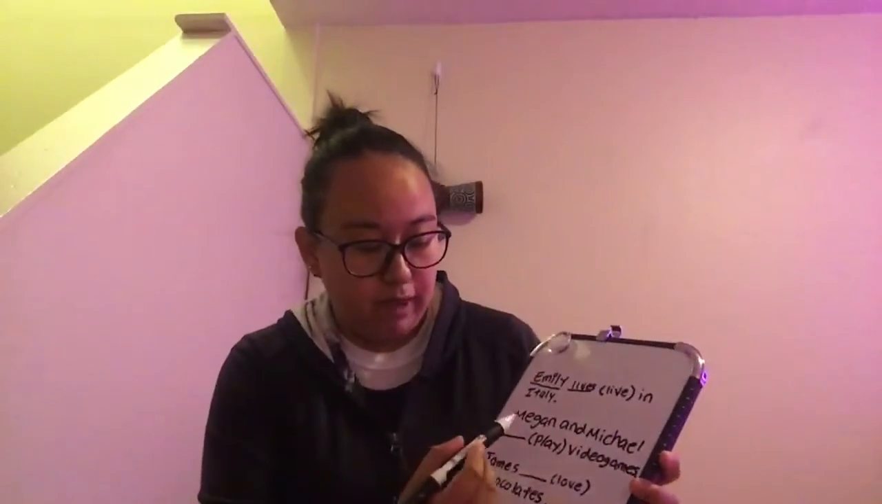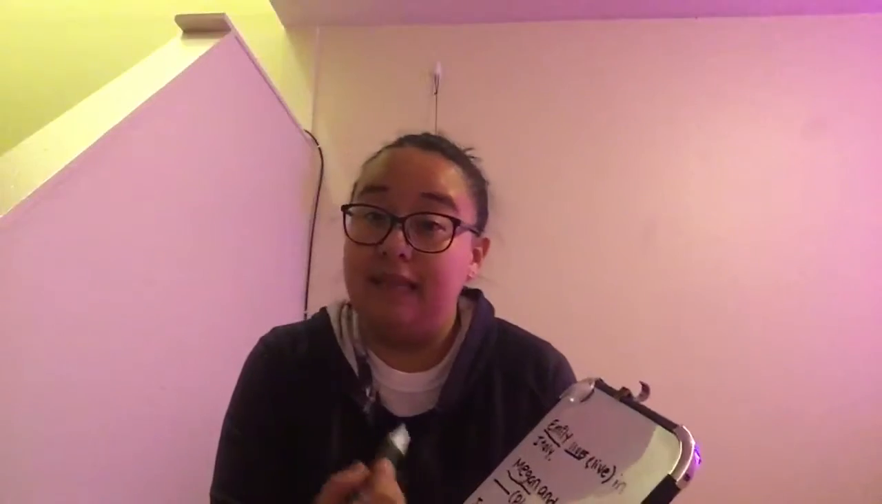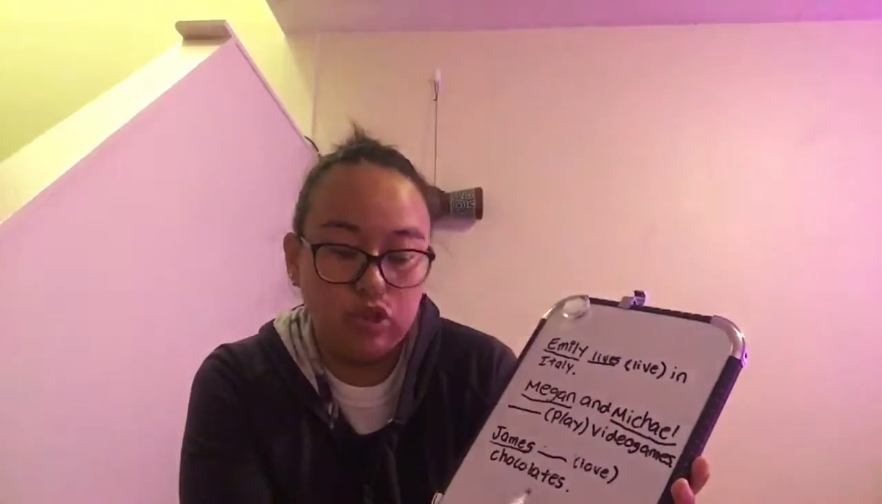So here we have Megan and Michael. That means that these two people are the same as they. So they is in the same form as the infinitive. So it's going to be Megan and Michael play video games. The last one is James, love, chocolates.